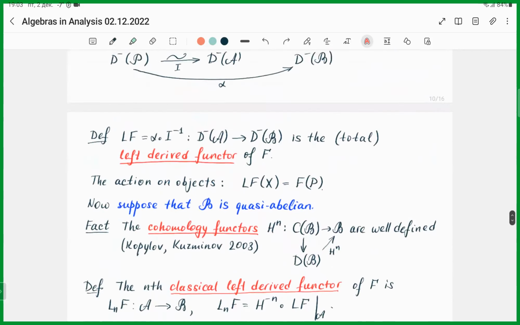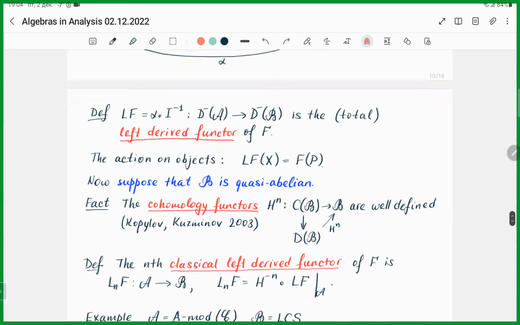In a special case where the category B is quasi-abelian, we can also define the so-called classical left-derived functors of f as follows. First of all, we have the so-called cohomology functors from the category of co-chain complexes of B to B itself. So in the abelian case, the cohomology functors are well known. And for an arbitrary quasi-abelian category, it was observed by Kopylov and Kuzminov in 2003 that the two possible candidates for the cohomology functors are actually equivalent. And so the cohomology functors are well defined. And moreover, every such functor factors through the derived category. And so we obtain cohomology functors from the derived category D of B to B.